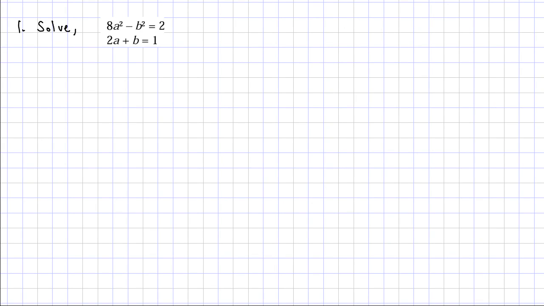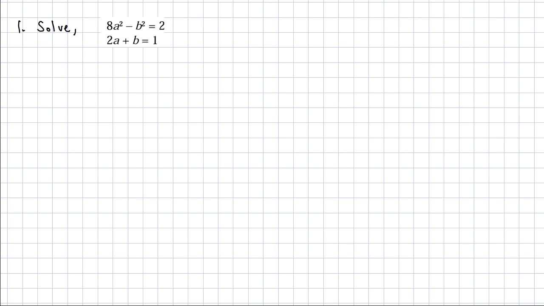This video is on solving simultaneous equations where one of the equations is non-linear. Now, when I have a linear equation and a non-linear equation and I need to solve them simultaneously, I should always choose the linear equation, and if I need to rearrange it to make either a or b the subject, I should do that, but sometimes I may not need to, and then substitute that into the non-linear equation.